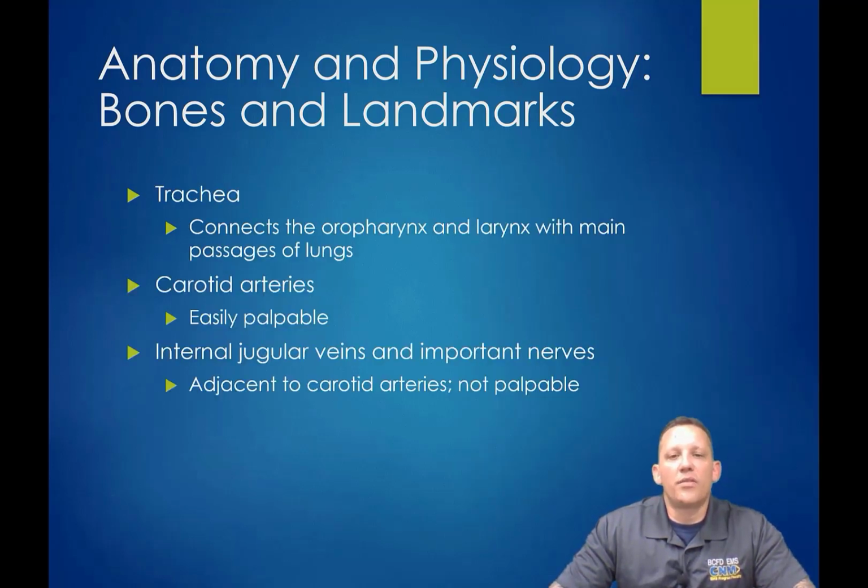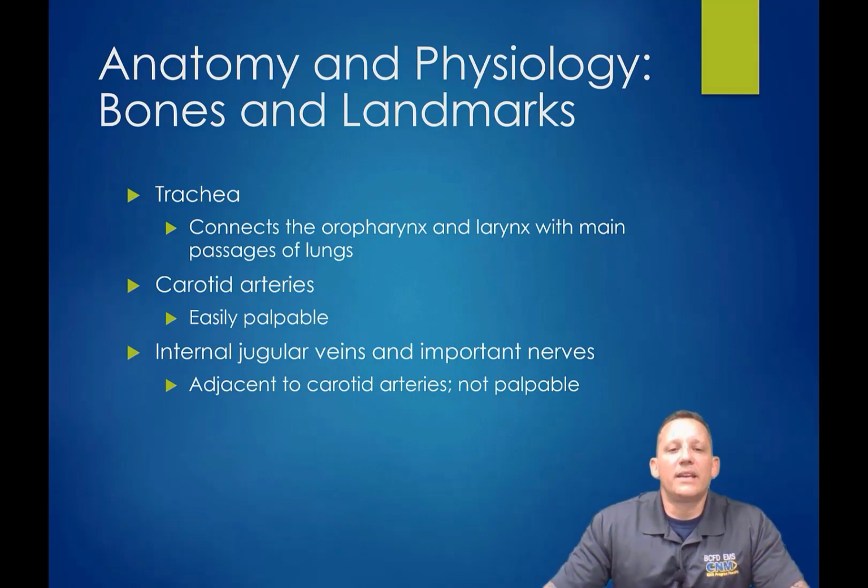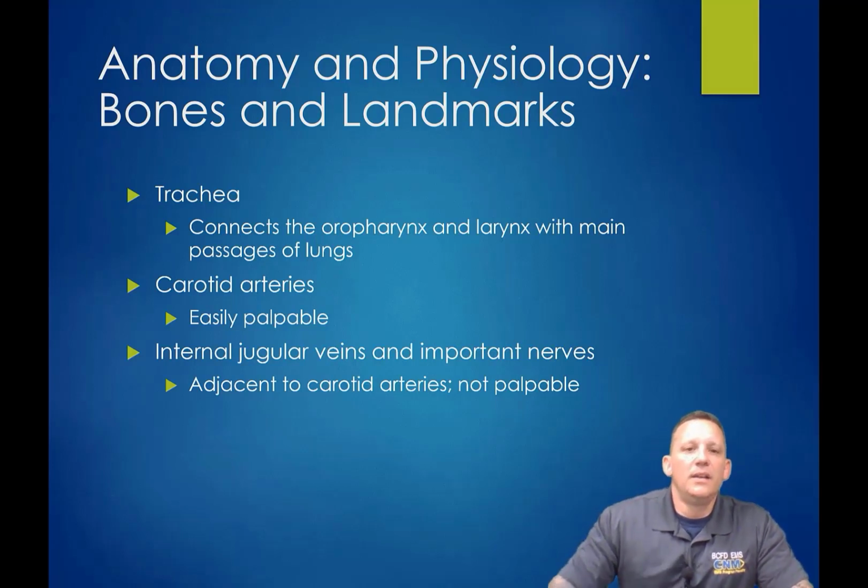The trachea connects the oropharynx and the larynx with the main passages of the lungs. So remember that trachea comes down, it splits into the two bronchi, which then turn into bronchioles, which further split again, kind of like that fractal pattern, all the way down into the alveolar pockets.